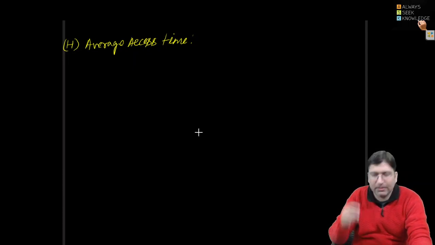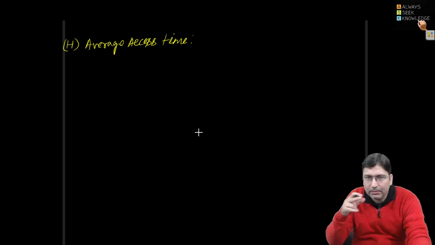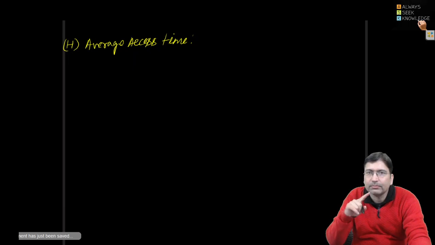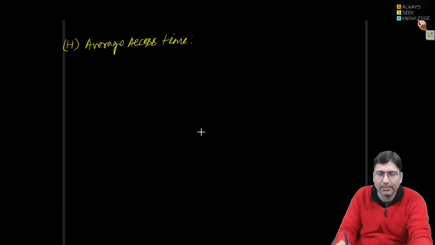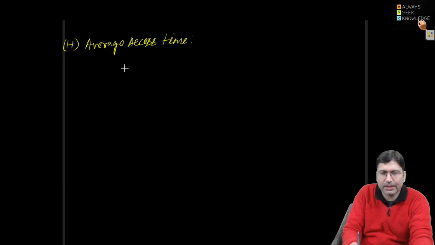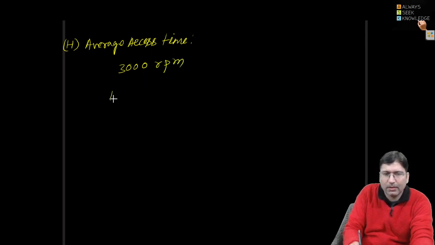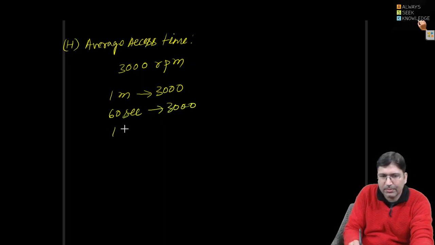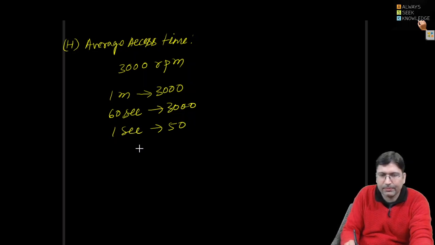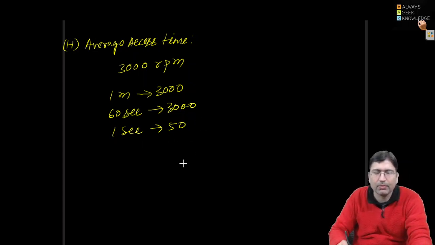Average access time, the first thing we need to calculate is the time taken in one rotation. The time taken to take one full rotation. The rotation speed is 3000 rpm. The meaning is in 1 minute it is taking 3000 revolutions. That means in 60 seconds, it is taking 3000 revolutions. That means in 1 second, it will be taking 50 revolutions, 50 rotations, okay, in 1 second.